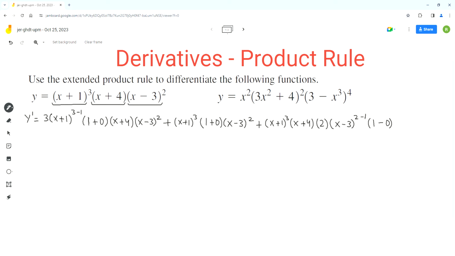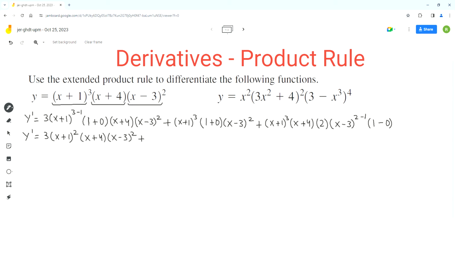Now we can simplify this expression. So we get y prime equals 3 (x plus 1) exponent 2. Now 1 plus 0 is equal to 1, and multiplication by 1 won't change anything, so we can ignore that. Now we'll just write the other functions, (x plus 4) and (x minus 3) squared.